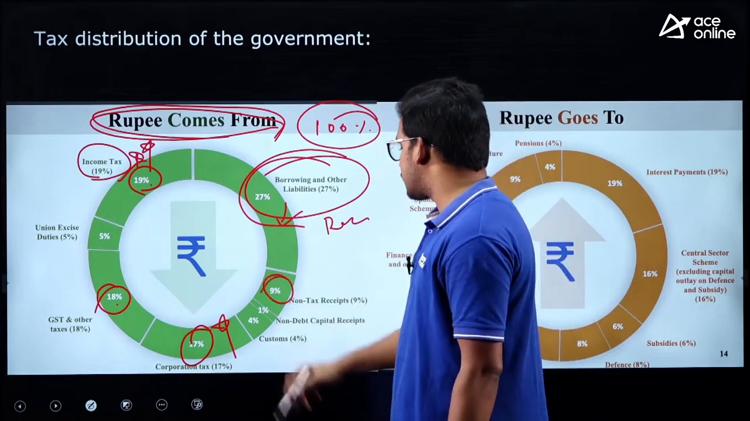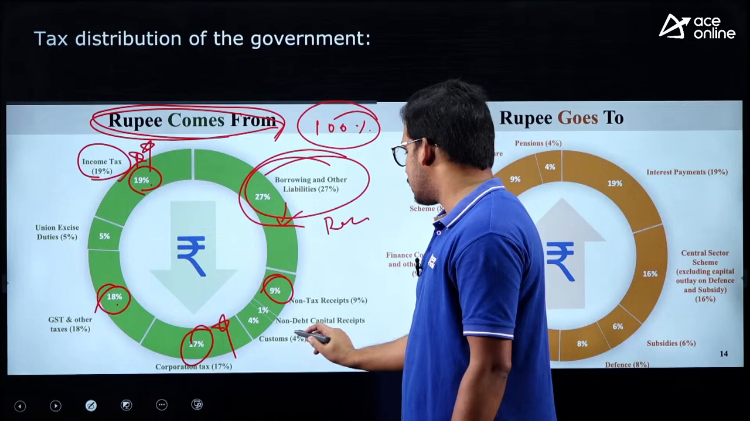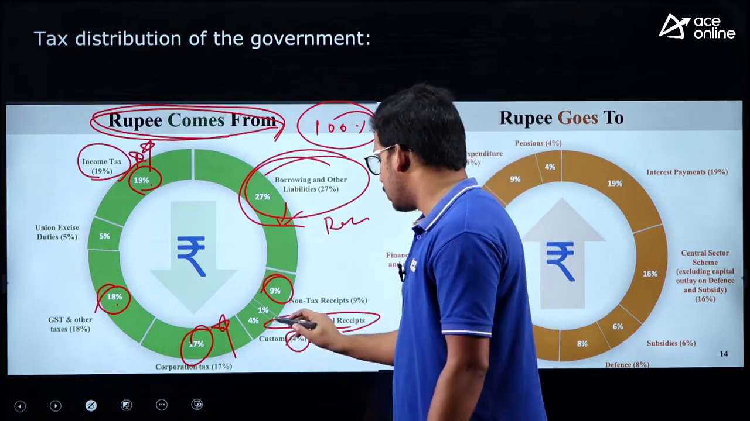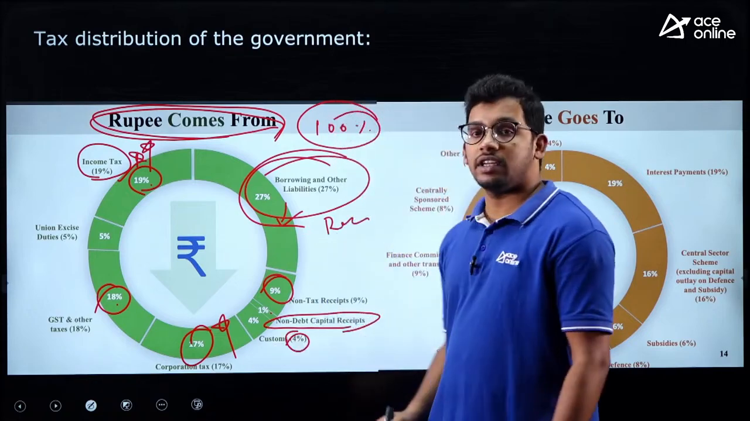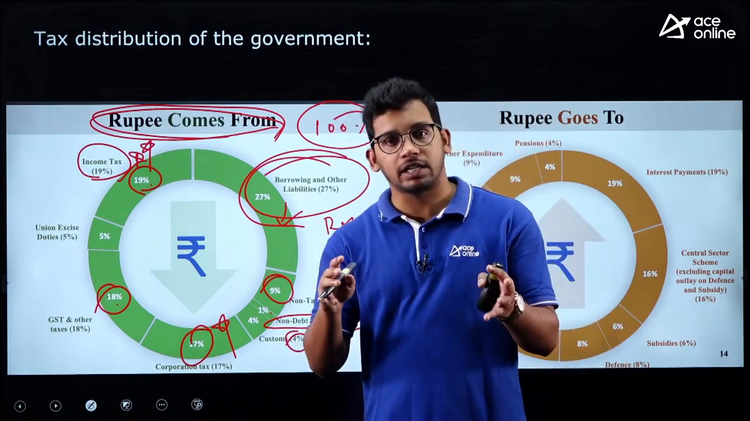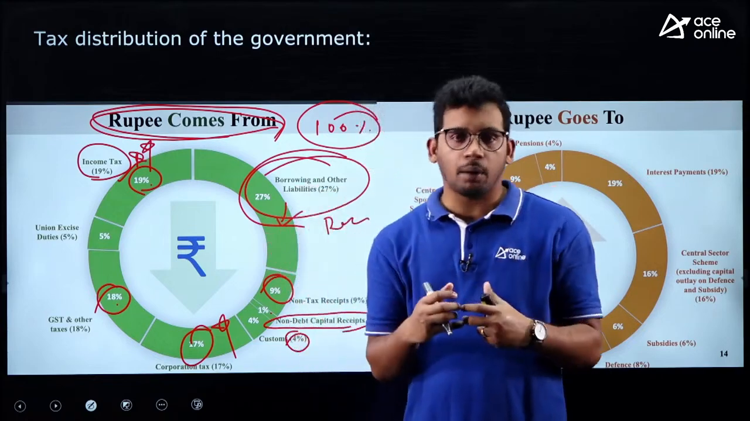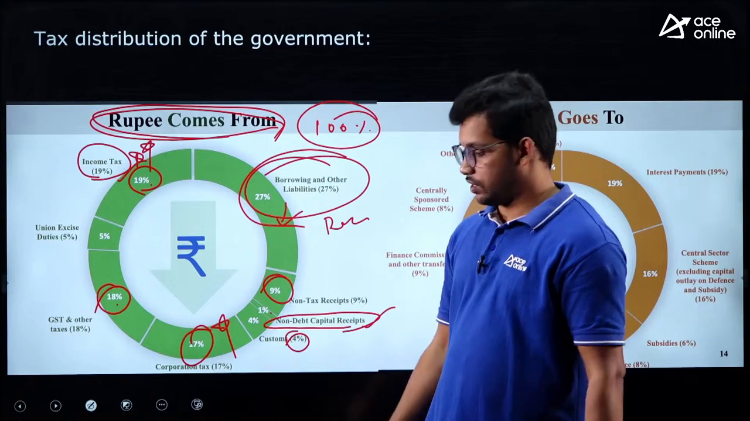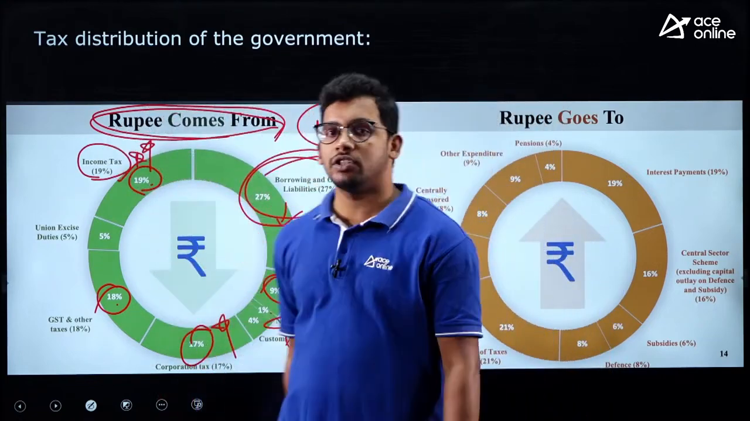Then non-tax receipts means revenue like stamp duties, all those things, right, and then customs 4%, non-debt capital receipts is 1%, right. So non-debt capital receipts means if a government company like Air India is there, and they are selling it off, the money amount goes to the government only. So that is the non-debt capital receipts, right. So this is the most dominant one, you need to remember the distribution.